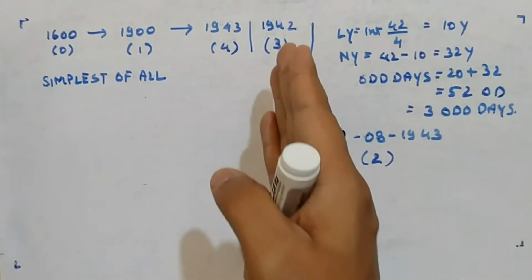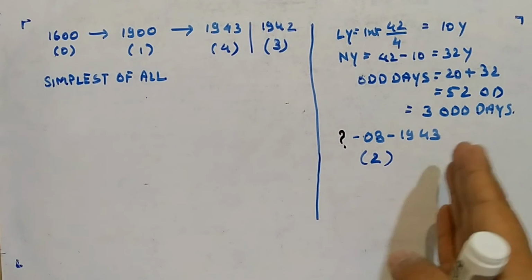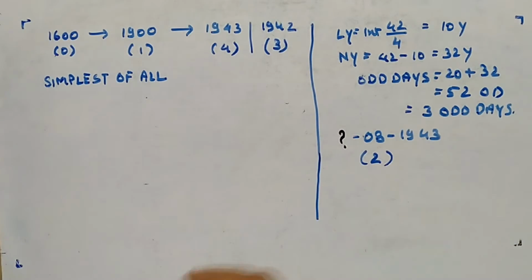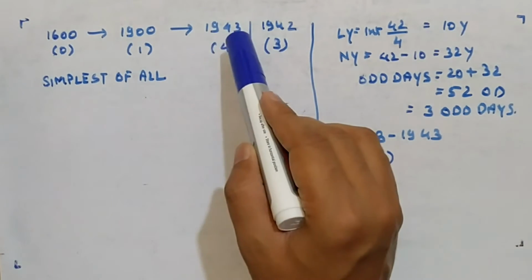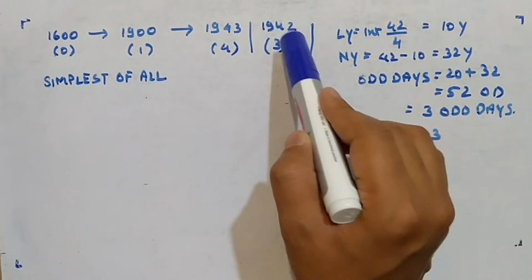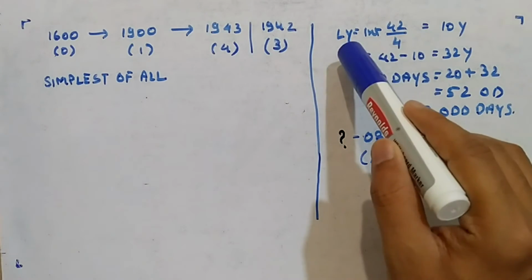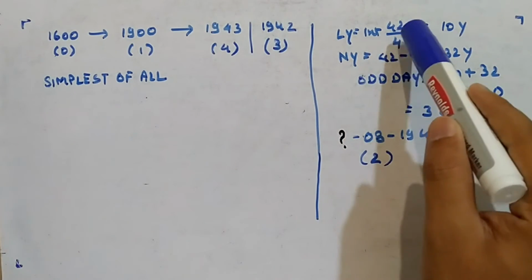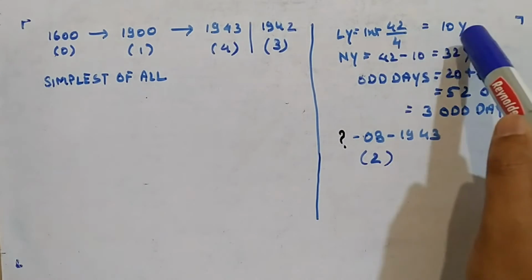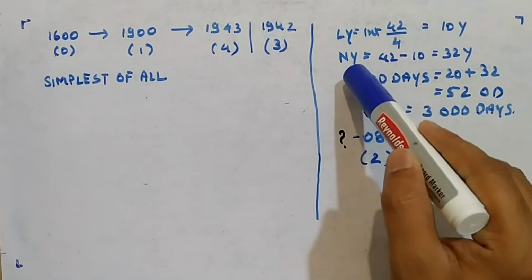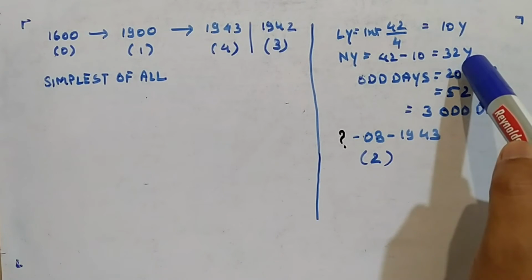When you jump to 43, you start with January, February, March, April, May, June, July, August. That's how you proceed. So if 4 odd days are for 1943, then 3 odd days will be for 1942. I have explained the same thing here. So leap years will be the integer part of 42 divided by 4, that is 10. Only the integer part you have to take. Normal years will be 42 minus 10, which is 32 years.